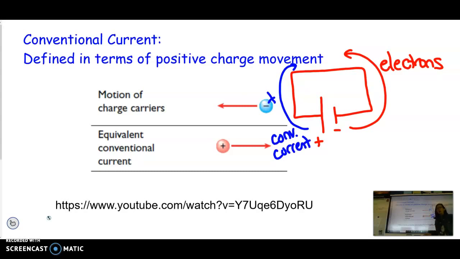So that's the direction that we kind of pretend the charge is going, but in reality, the charge is actually going the other way. And thankfully, it turns out that doesn't really matter in terms of our calculations. We just need to make sure we distinguish between conventional current and which way the electrons are going.